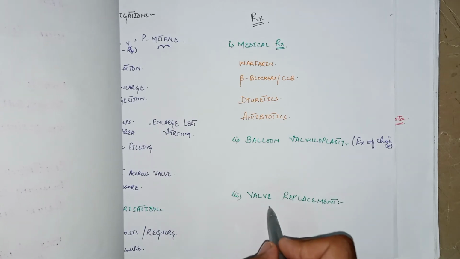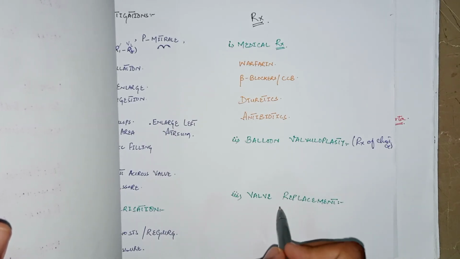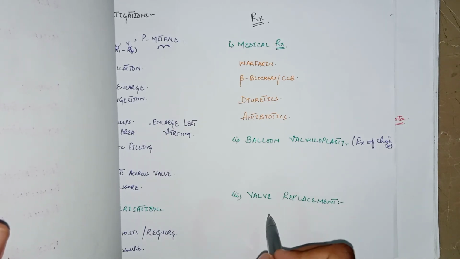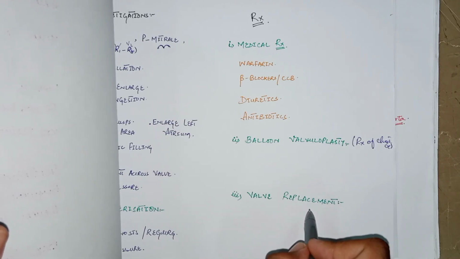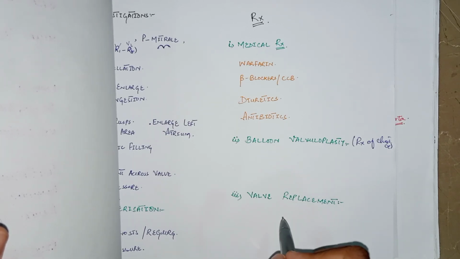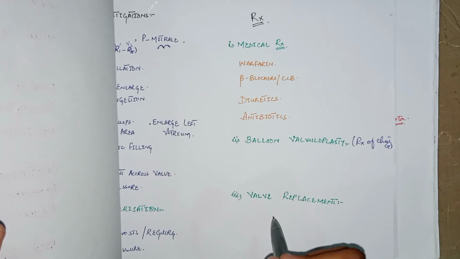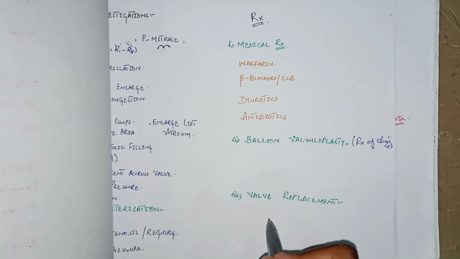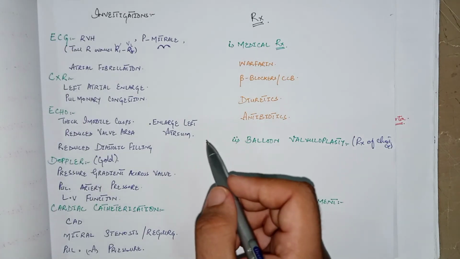And the next option is valve replacement. It is indicated when there is mitral stenosis along with mitral regurgitation, a calcified thick immobile valve, and thrombus formation within the left atrium. So this was all about mitral stenosis.